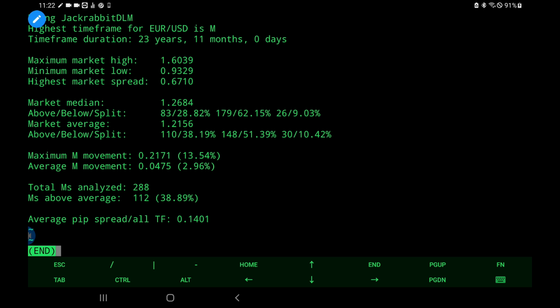So from the standpoint of my analysis, that's exactly what I did with the median. I figured out where the middle was between the highest high and the lowest low. And then I figured out whether the market was above, below, or crossing that point by what percentage. And for the 23 years of this market, 62% of the time, the market has been below the market median. So 62% of the market is in a short favored position.